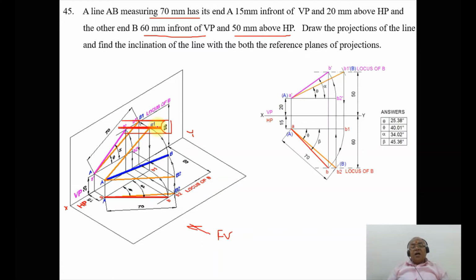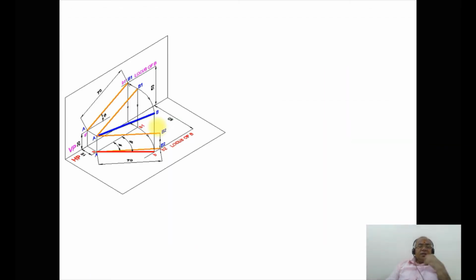Now what I want to draw by using the orthographic view, but before that you will go for the stepwise procedure. When you take the first condition, he has given A which is above HP and also B which is above HP. A is in front of VP and B is also in front of VP. So as we have the locus for both A as well as B, the true length will be on the locus of B in the front view and also the locus of B in the top view.